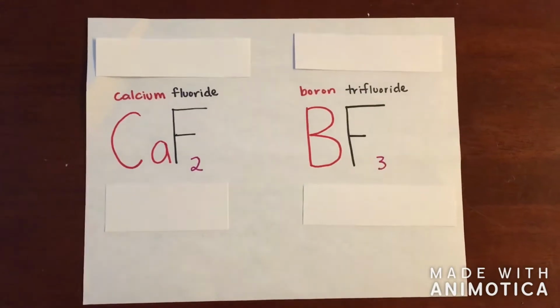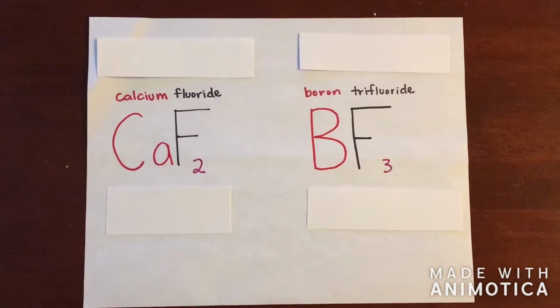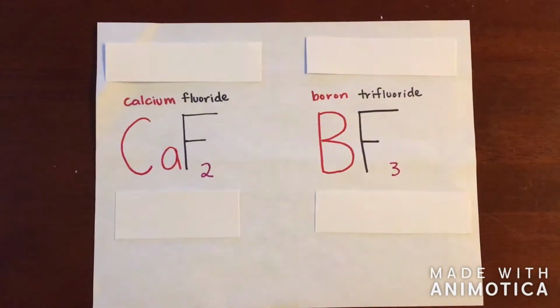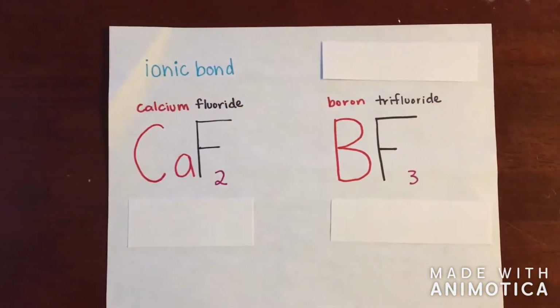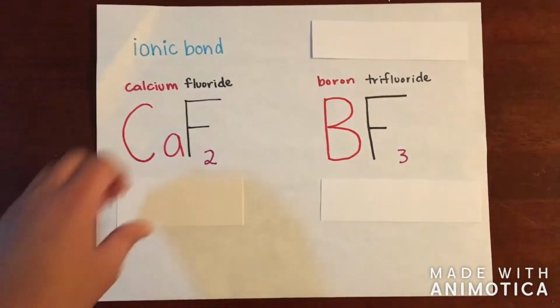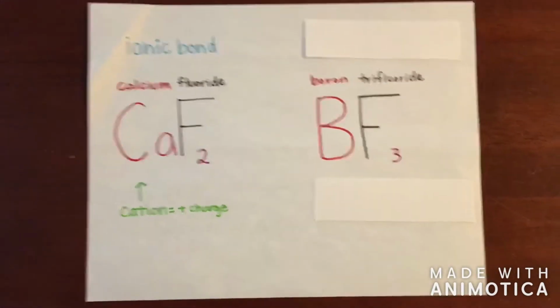When combining with other elements, fluorine will become a fluoride ion. For example, if it were to combine with calcium, it would become calcium fluoride. This would be creating an ionic bond. The calcium here is known as a cation, meaning it carries a positive charge of 2+ and gives away 2 electrons.